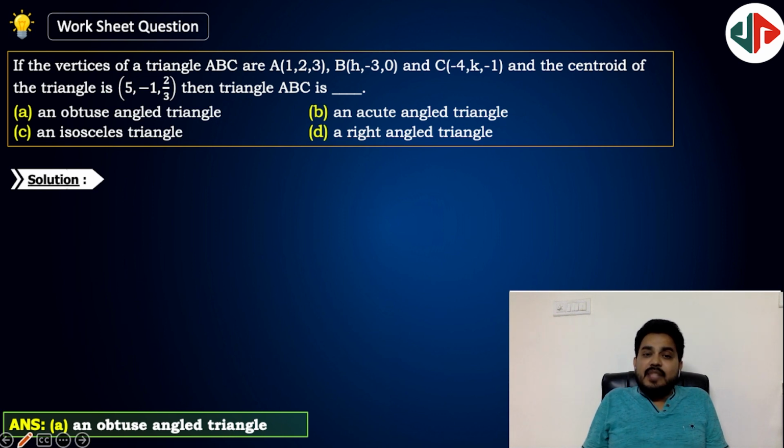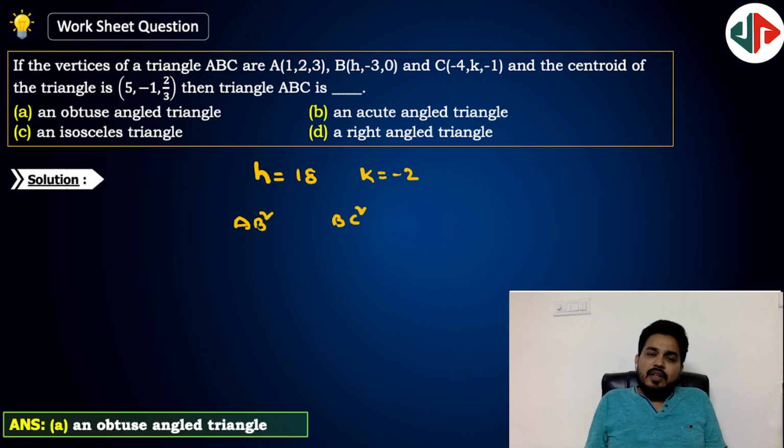What is the h value you are getting? H is equal to 18, okay, and k is equal to what is the value? 2 minus 1, 2 minus 3, minus 1, and this is minus 2. So simply you check what is AB square, what is BC square, what is CA square. If the square of one of the sides is greater than the remaining two, directly you will get it. This value is 18, this value is minus 2.